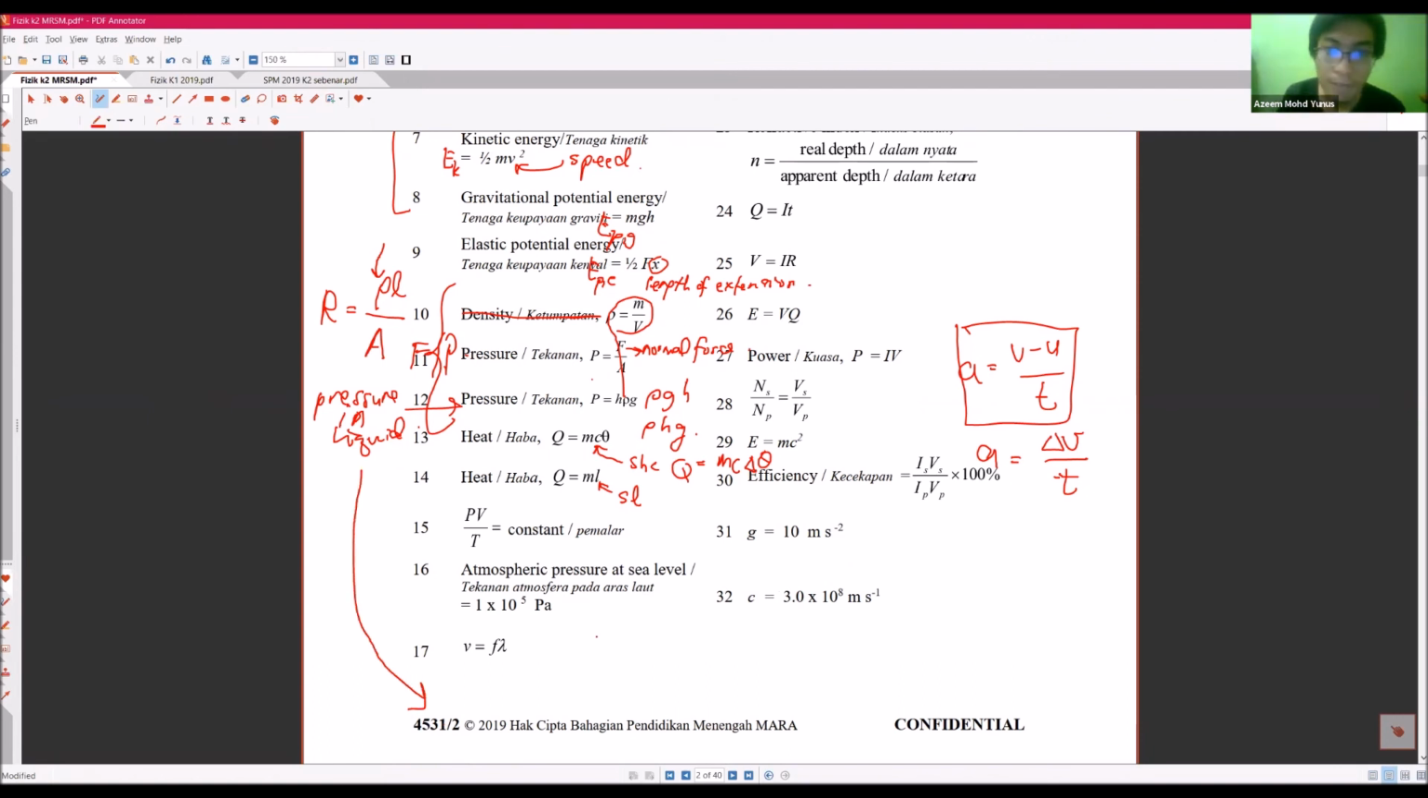This one is the Pascal principle: F1 over A1 equals F2 over A2. This is not given. It comes from the Pascal principle, which states that the pressure exerted on the liquid is transmitted equally in all directions. From this principle, we can change into the formula force over area. So it's not given, it's something that you need to understand, the concept. And then buoyant force is not given as well.